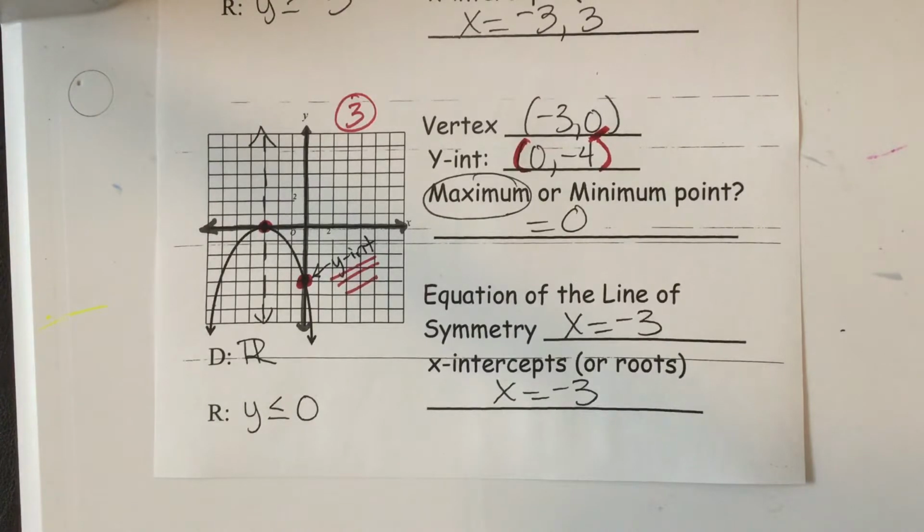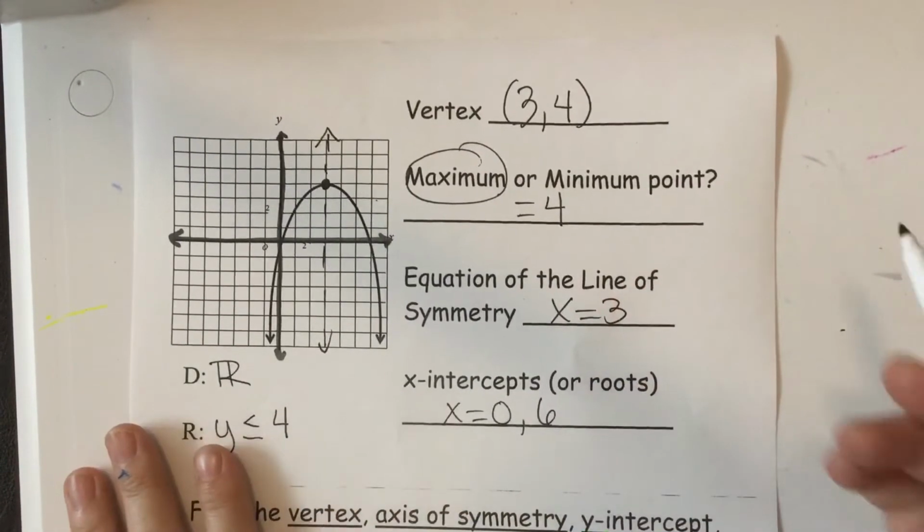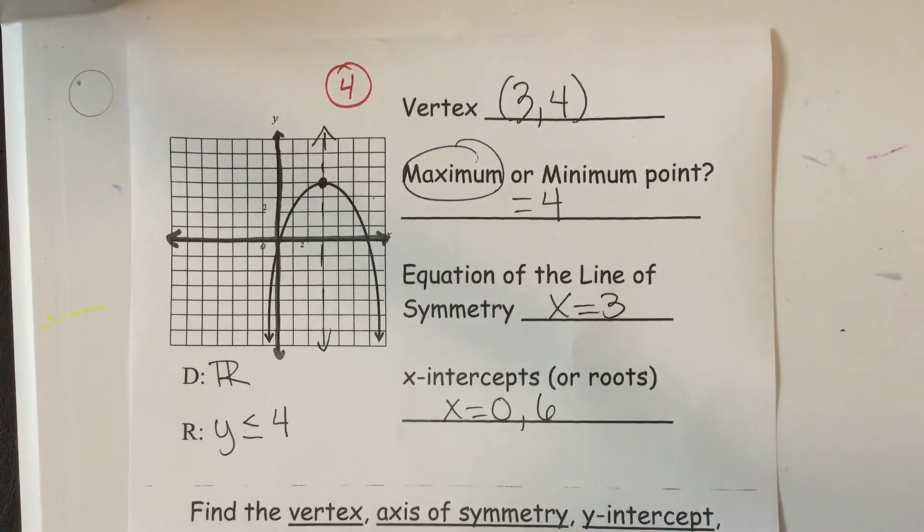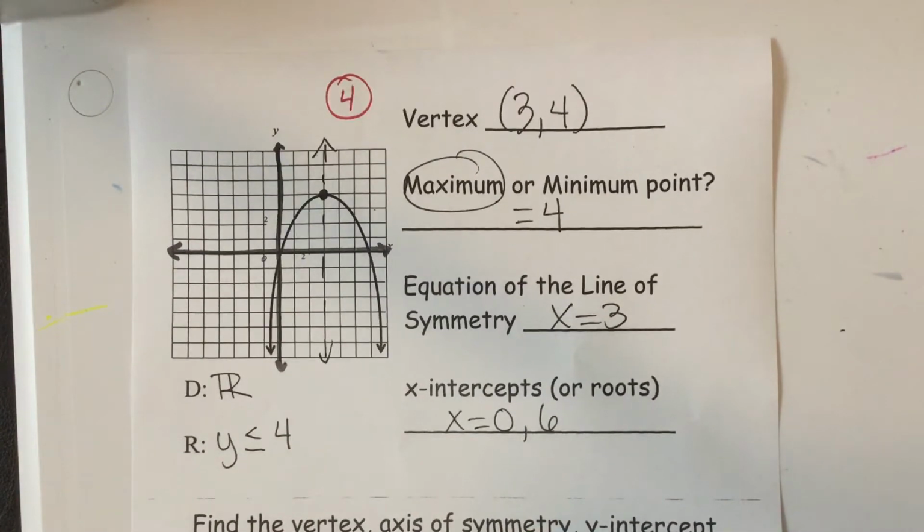Okay, and then I asked you to try the next one, number 4 here. And so this is what your number 4 answer should have looked something like. So take a moment and see how you did with this, and hopefully you're feeling really good with this lesson. Okay, pause it if you need to look at it longer.